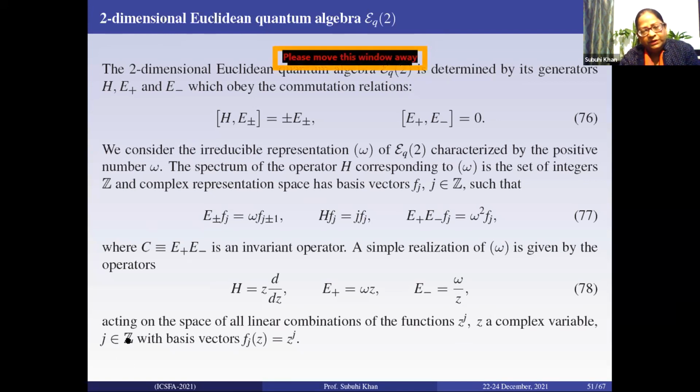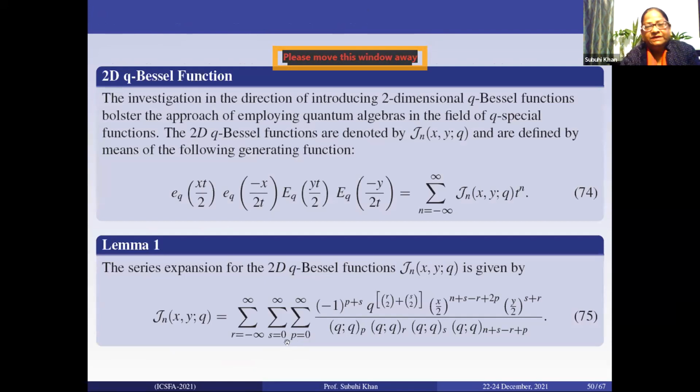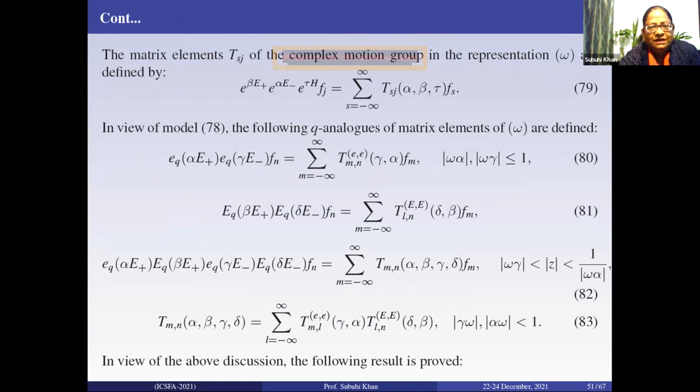And j belongs to the set of integers, and the basis vectors here are fj(z) equal to z power j. Now the question is how we are going to move from this monomial to the function which we want to consider, that is, the two-variable 2D Q Bessel functions. So let's see how it works. We will take the matrix element Tsj of the complex motion group in the representation W, and this is defined by this. Now we have the multiplier representations.